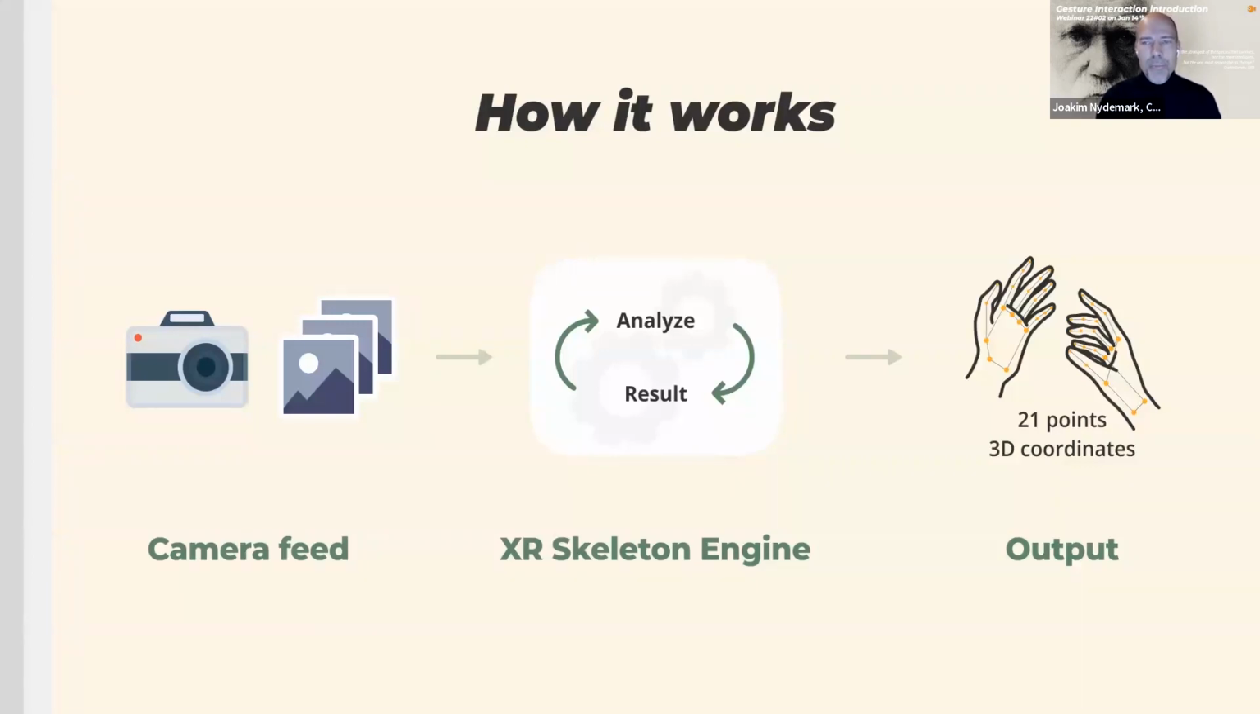So basically, we get a setup of points that we can connect together with lines that form a skeleton. That's why it's called a skeleton model. And this can then be mapped onto the hand and track that hand in all 3 dimensions.